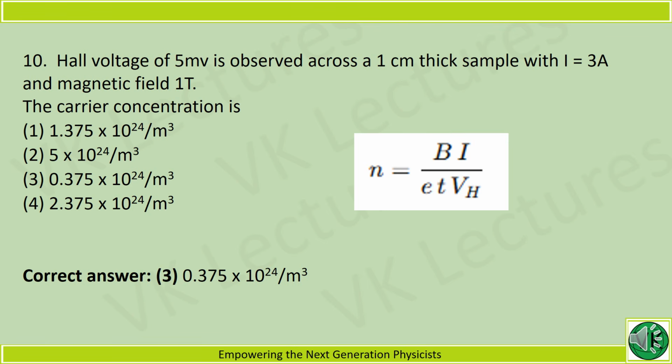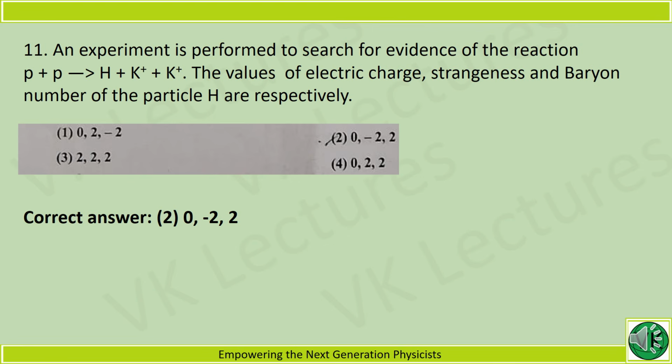A Hall voltage of 5 millivolt is observed across a 1 cm thick sample with I equal to 3 ampere and magnetic field 1 Tesla. The carrier concentration is, the formula is given here, and the correct answer is 0.375 into 10 to the power 24 per meter cube, option 3. An experiment is performed to search for evidence of the reaction P plus P giving H plus K plus K plus. The values of the electric charge, strangeness and baryon number of the particle H are respectively, the answer is 0, -2 and 2, option 2.